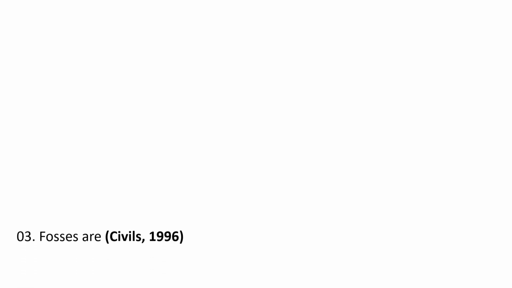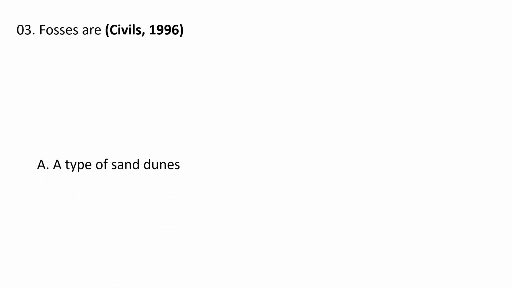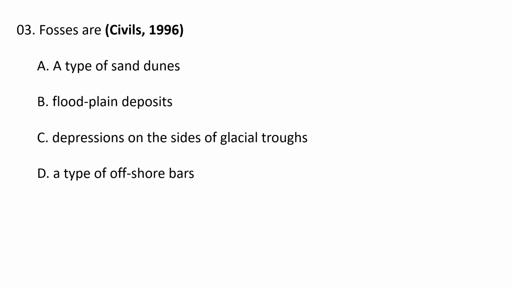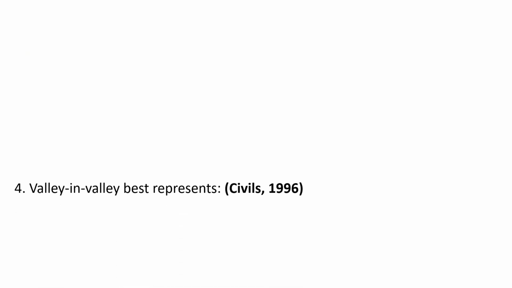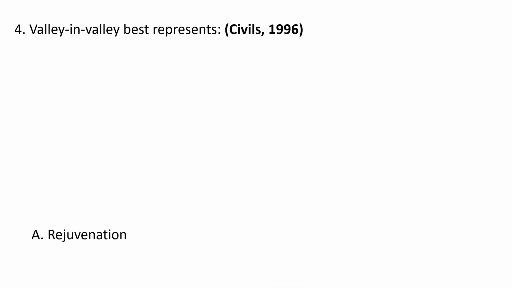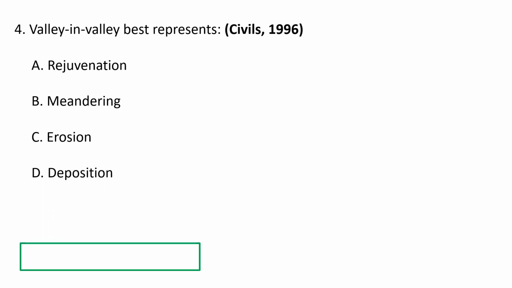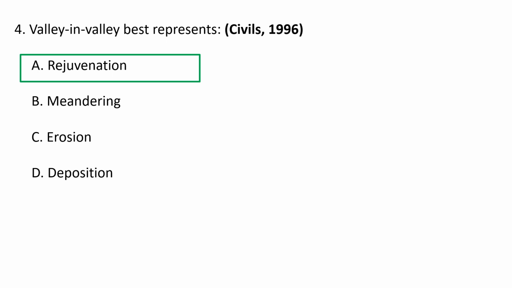Next question. Fosses are A, a type of sand dunes, B, floodplain deposits, C, depressions on the sides of glacial troughs, and D, a type of offshore bars. So fosses are a type of sand dunes. So A is the correct answer. Next question. Valley in valley best represents A, rejuvenation, B, meandering, C, erosion, D, deposition. Valley in valley, it represents rejuvenation, that means reconstructing of the cycle.